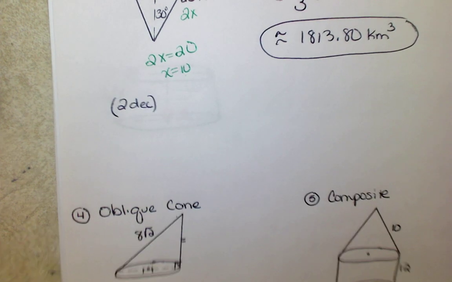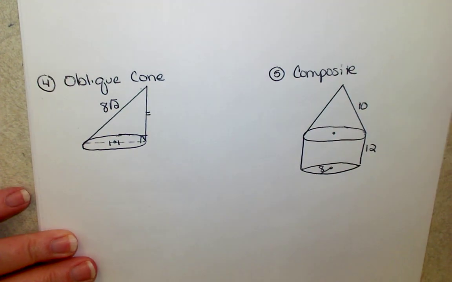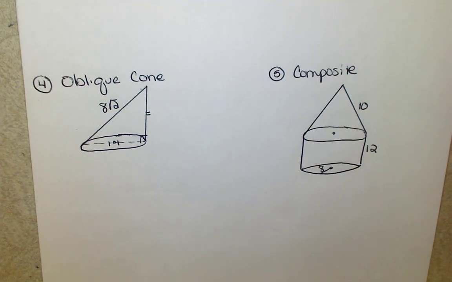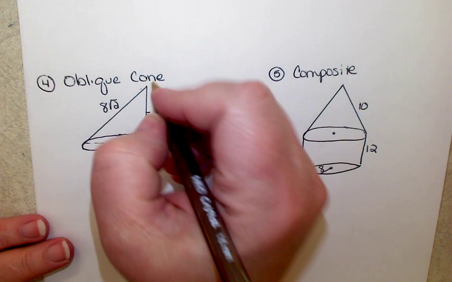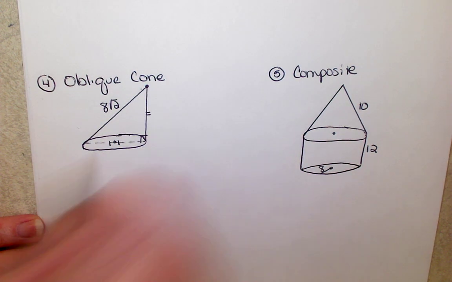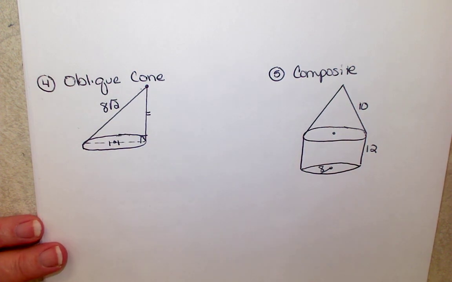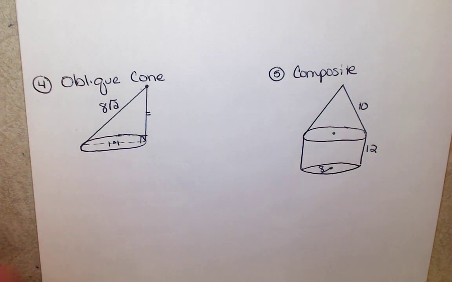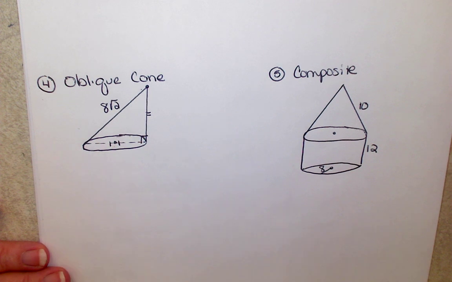All right, looking at number 4. Here we've got an oblique cone. What an oblique cone is, it's like a slanted cone. Basically, it's when your vertex is not above the center. Same applies to pyramids. We can have oblique pyramids, we can have oblique cones. That just means they're slanted. The vertex is not over the center.